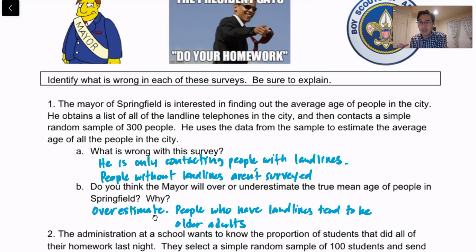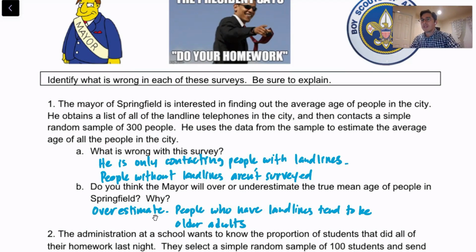All right. So a very common response to this is realizing that he's only contacting people with landlines. We know there are people that probably live in the city that don't have a landline. So he's really just limiting his sampling frame to people with just landlines. Anybody who doesn't have a landline is completely excluded or not counted in this survey.